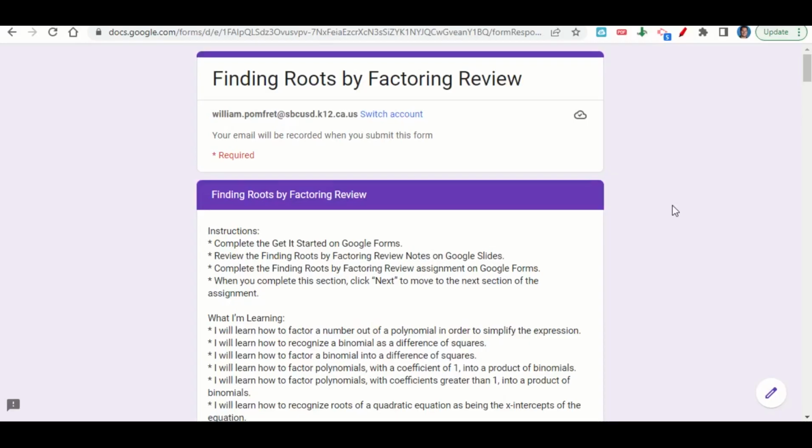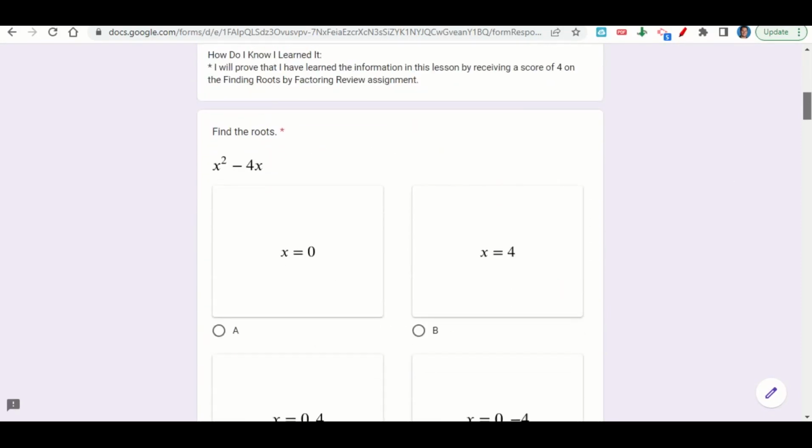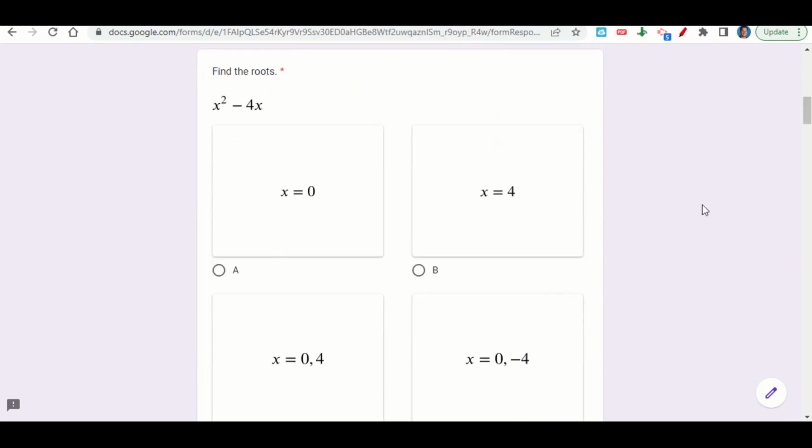Let's take a look now at the Finding Roots by Factoring Review assignment. The assignment begins with the learning goals and success criteria. If we scroll down, we can see the questions. So the first one says find the roots. So we're going to factor this, and we should notice that there's an x in common. So we pull an x out, so we get x times x minus 4.